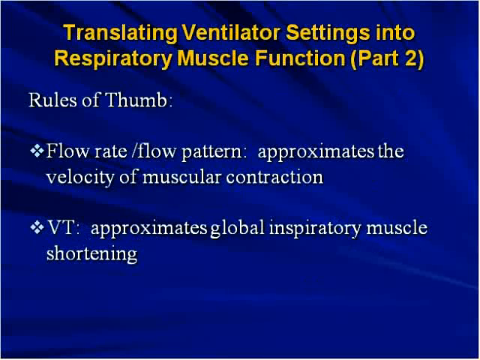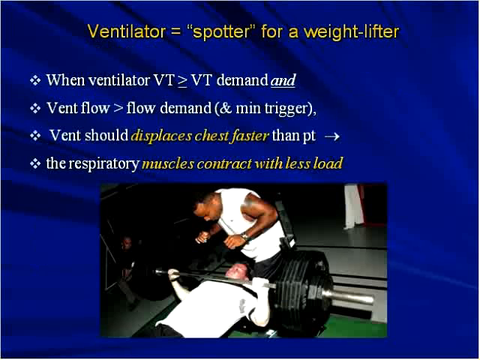Now, there's certain clinical rules of thumb that we have with setting the ventilator for patient comfort. The first is that the flow rate and the flow pattern approximates the velocity of muscular contraction, or the speed at which the respiratory muscles develop pressure. And the tidal volume approximates global inspiratory muscle shortening. So matching or exceeding these things on the ventilator versus what the patient wants has a lot to do with whether the patient is comfortable.